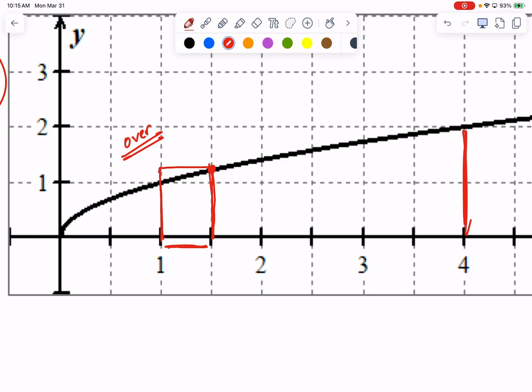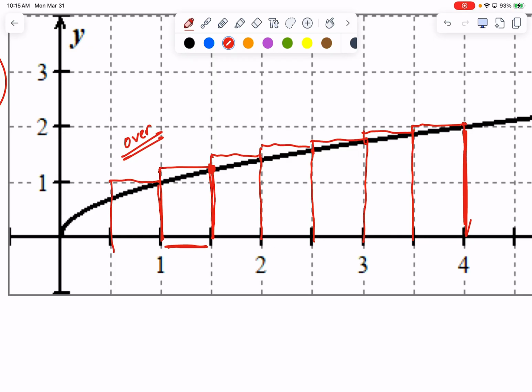It's going to overestimate. The next rectangle, if you want to draw all the rectangles, would look like this. The next one would be here. The next one would be here. The next one would be here. And the final one would be there. Okay? So you can see. So I'm going to start. And the first one, I didn't even draw it, did I?